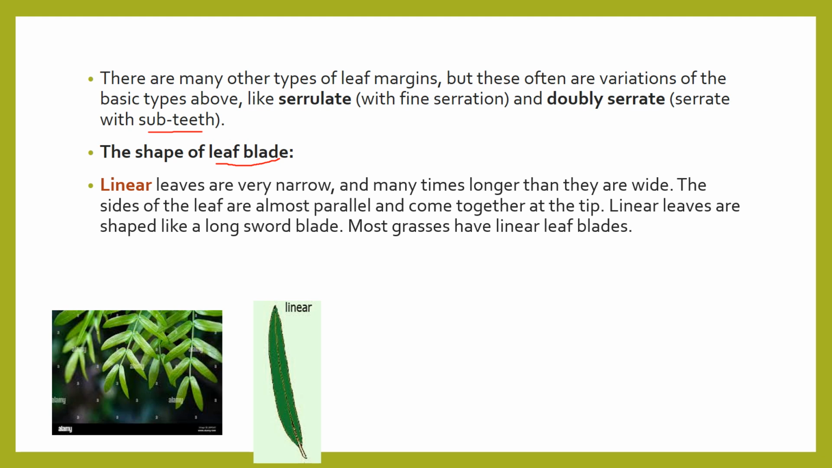So this linear blade is narrow and many times longer than it is wide. The sides of the leaf are almost parallel and come together at the tips.